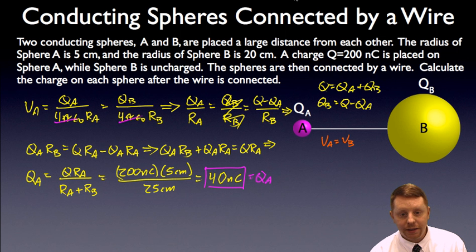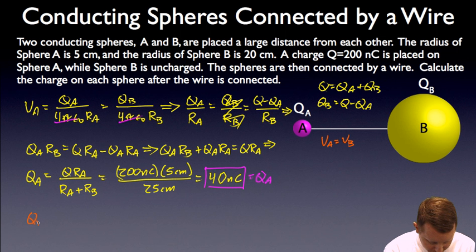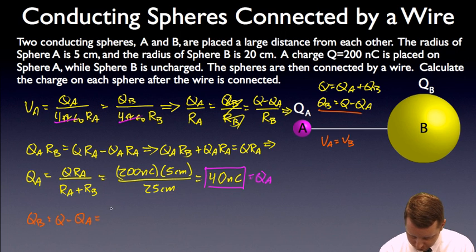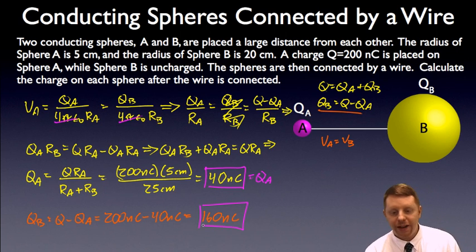Well, then what's QB? QB, if you recall, we said is Q minus QA, which is going to be our total charge Q, 200 nanocoulombs, minus QA, 40 nanocoulombs, or 160 nanocoulombs. So we've found the charge on each of those spheres. Again, once they're connected by a wire, they're at equipotential.